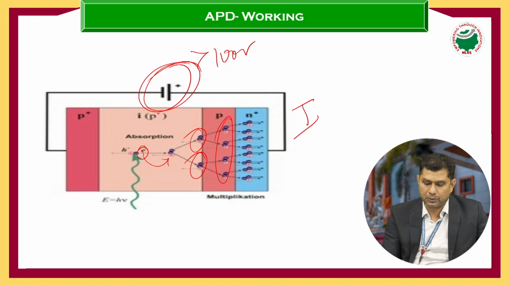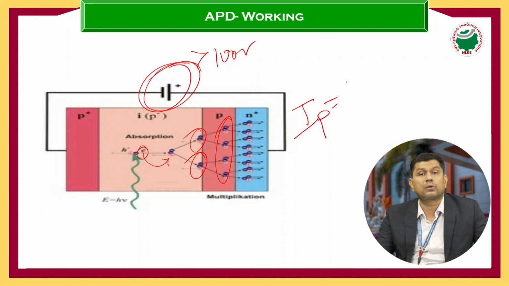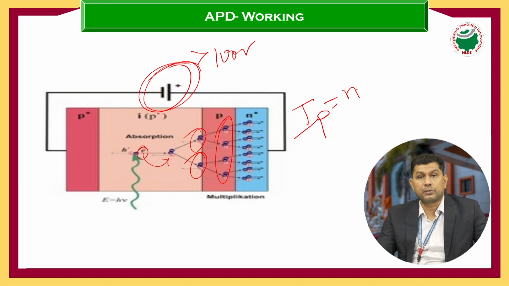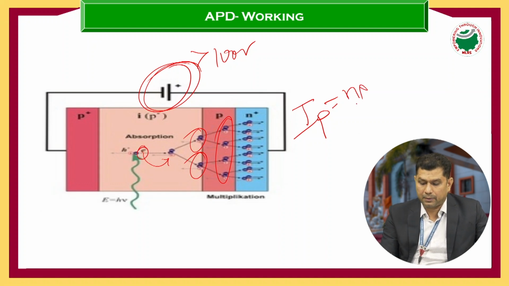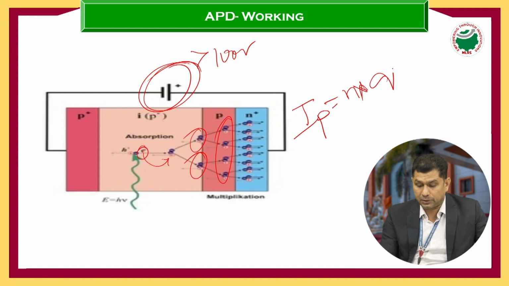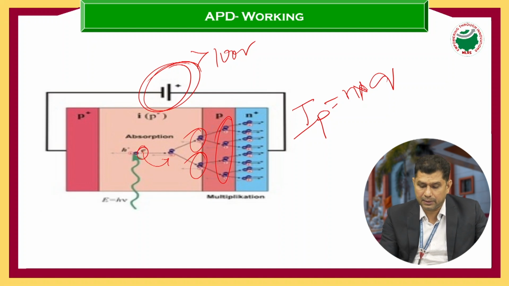Whatever the current produced is usually called photocurrent, because of the incident light we are getting the current. That's why we are calling it photocurrent. This photocurrent equals the number of charge carriers produced times the charge. This is the same formula even for a photodiode, but in this case the multiplication factor M will be included.